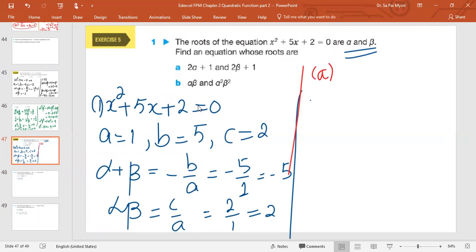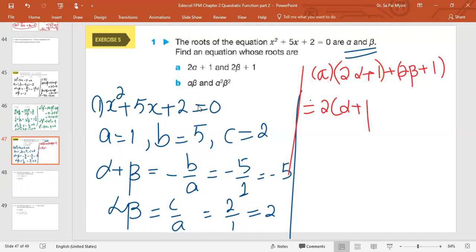Number A: the roots are 2 alpha plus 1 and 2 beta plus 1. So first we need to find the sum of the roots. So 2 alpha plus 1 plus 2 beta plus 1. What do you get? 2 into alpha plus beta, plus 2. We have found alpha plus beta is minus 5. So 2 into minus 5 plus 2. Minus 10 plus 2. What do you get? Minus 8.